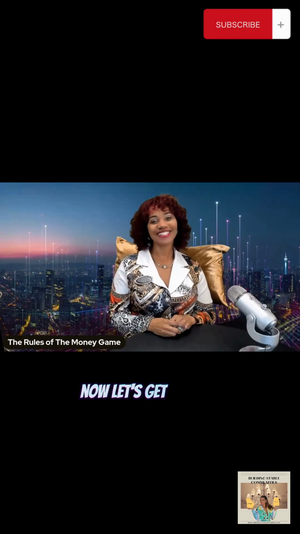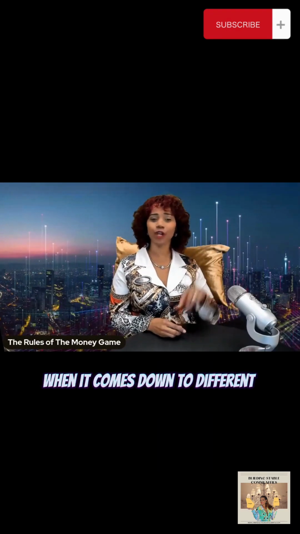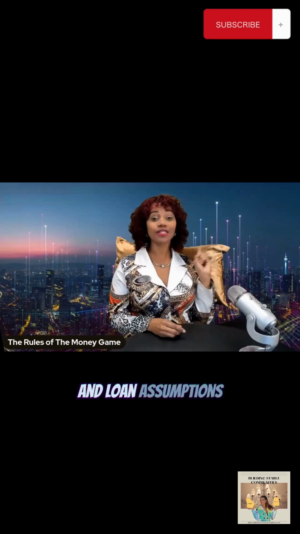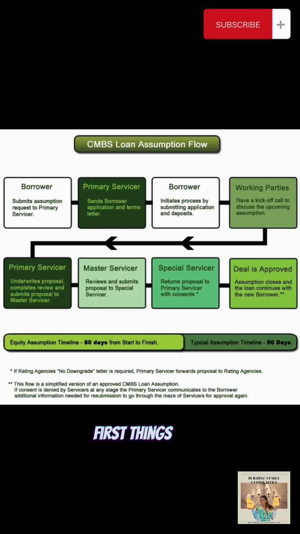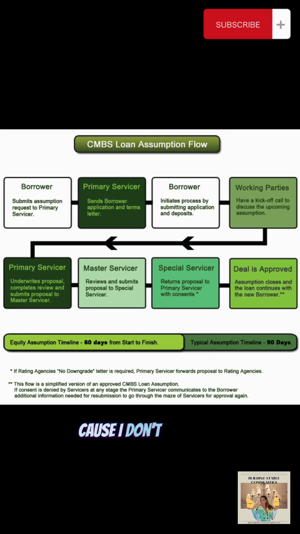Now, let's get started. So here's some things you need to understand when it comes to different loans and loan assumptions, okay? First things first, what exactly are loan assumptions? I didn't even know what that was because I don't do loans. I had to do research when people started asking me.